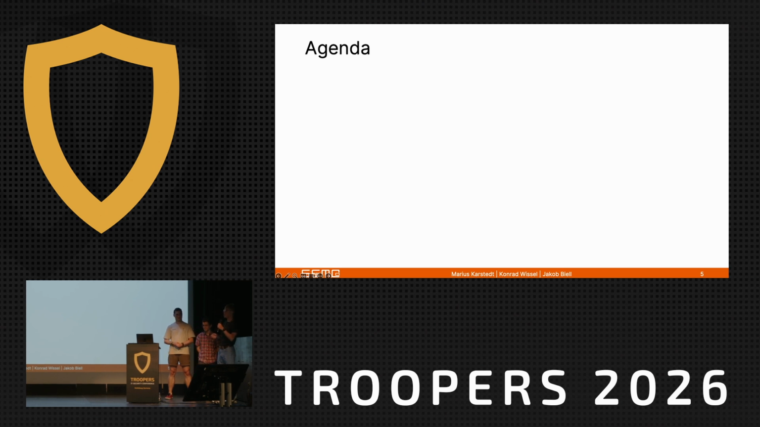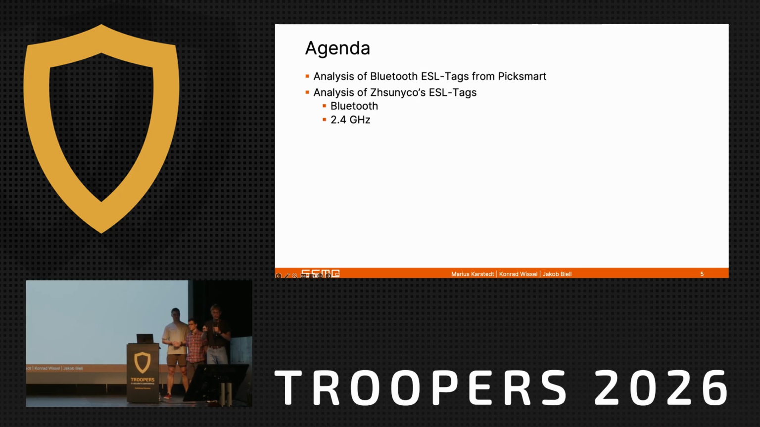Our talk is mainly split into two parts. We analyzed the tags of two vendors. The first vendor only had tags that communicate via Bluetooth, and the second one also had tags that communicate via a different protocol around 2.4 gigahertz, and there we also had access to an access point. Then we have some takeaways in the end, what we learned during this long journey.